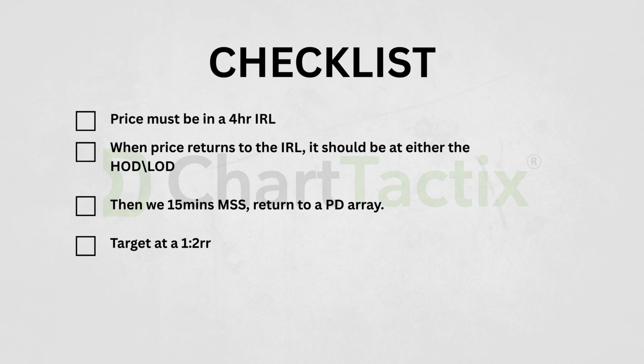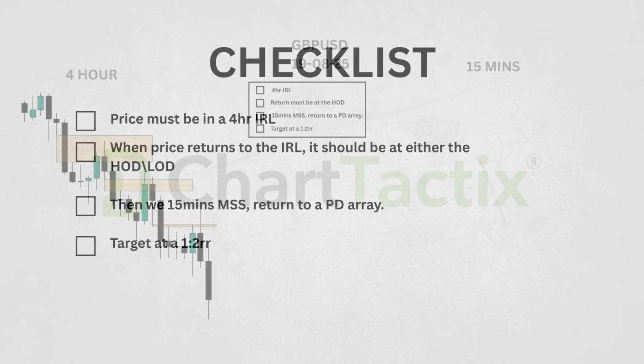Third, we wait for a 15-minute market structure shift, and then we wait for price to return to a PD array it left behind. Fourth, we target a 1-to-2 risk-to-reward ratio. That's it. We're only using 2 time frames, the 4-hour for internal range liquidity and the 15-minute for execution. Now let's go through some examples.